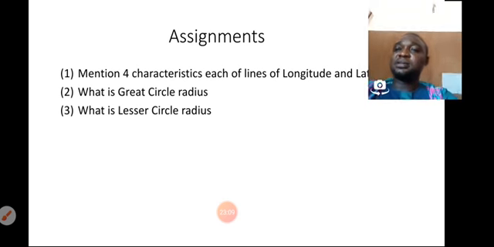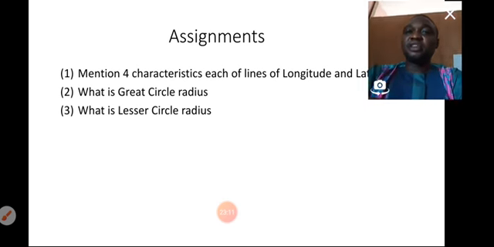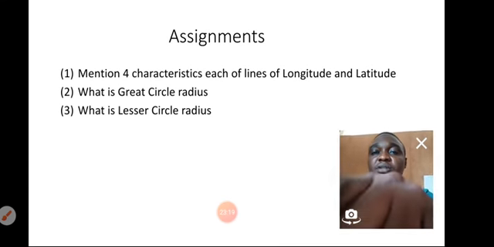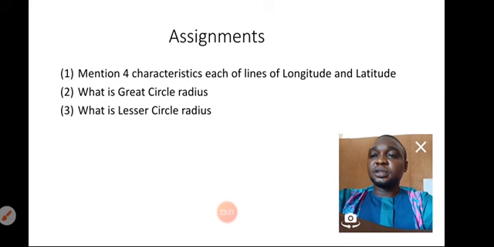Take some assignments. The first one here is: mention 4 characteristics each of lines of longitude and latitude. Second: what is a great circle? Just use your own words. Say it in your own words. Then the third one is: what is a lesser circle radius?